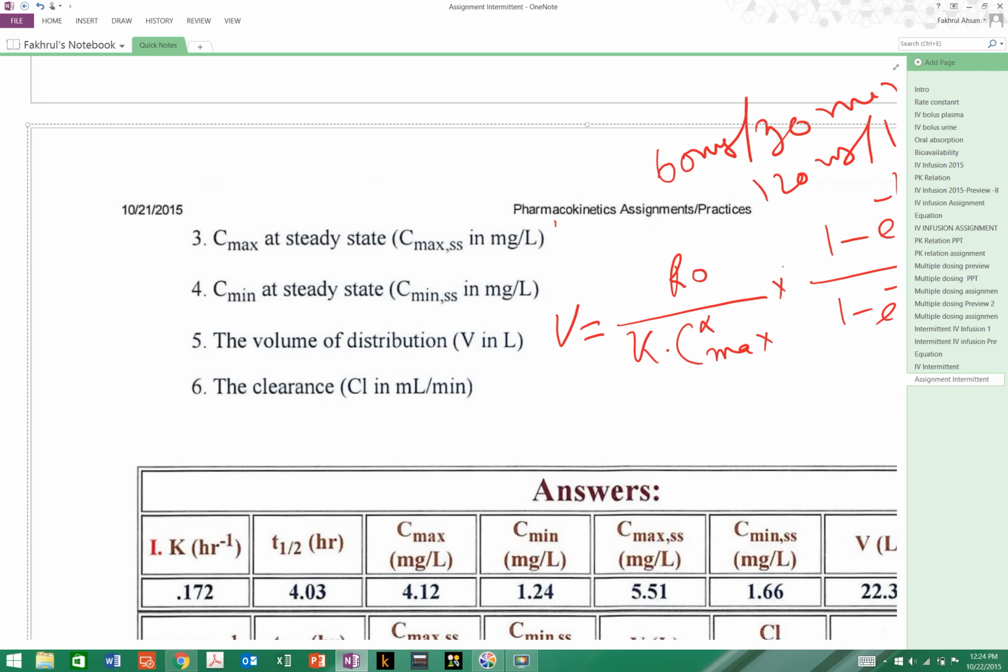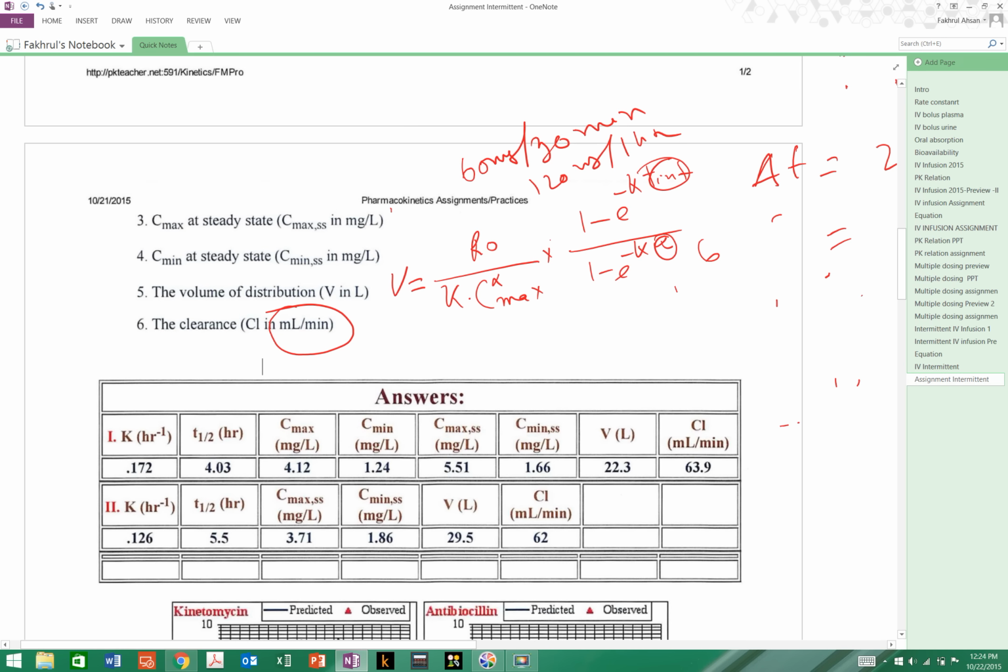And once you have V, you can easily calculate clearance. And always remember, for some reason Dr. Mahavar, when he was preparing, clearance always needs to be converted to milliliter per minute. So always be careful with the unit. Everybody makes mistakes in units. I do too.